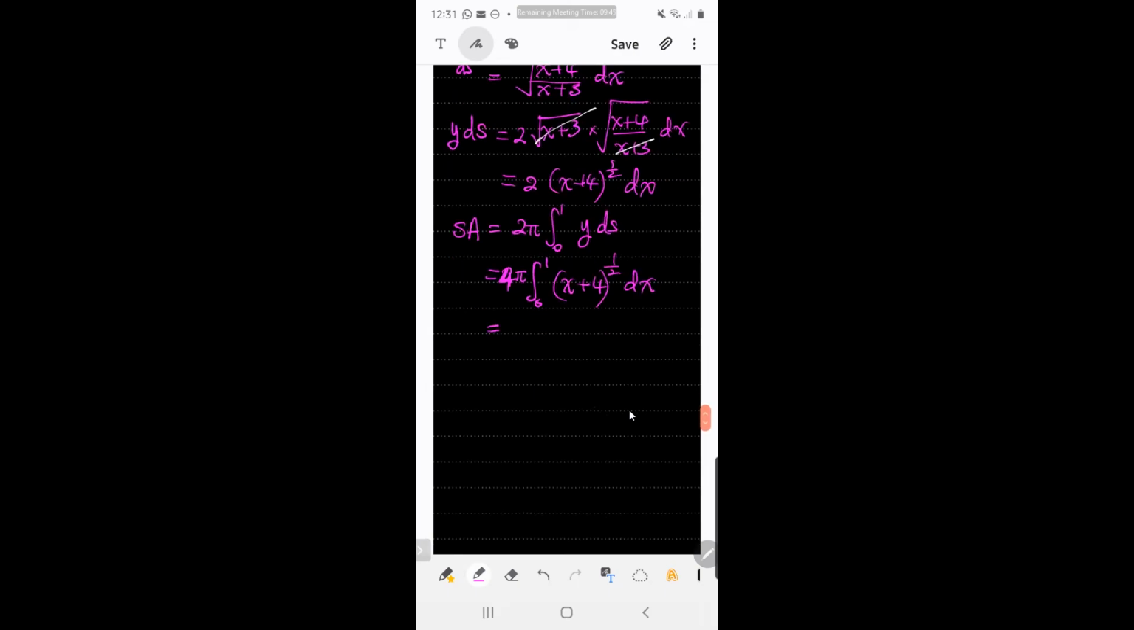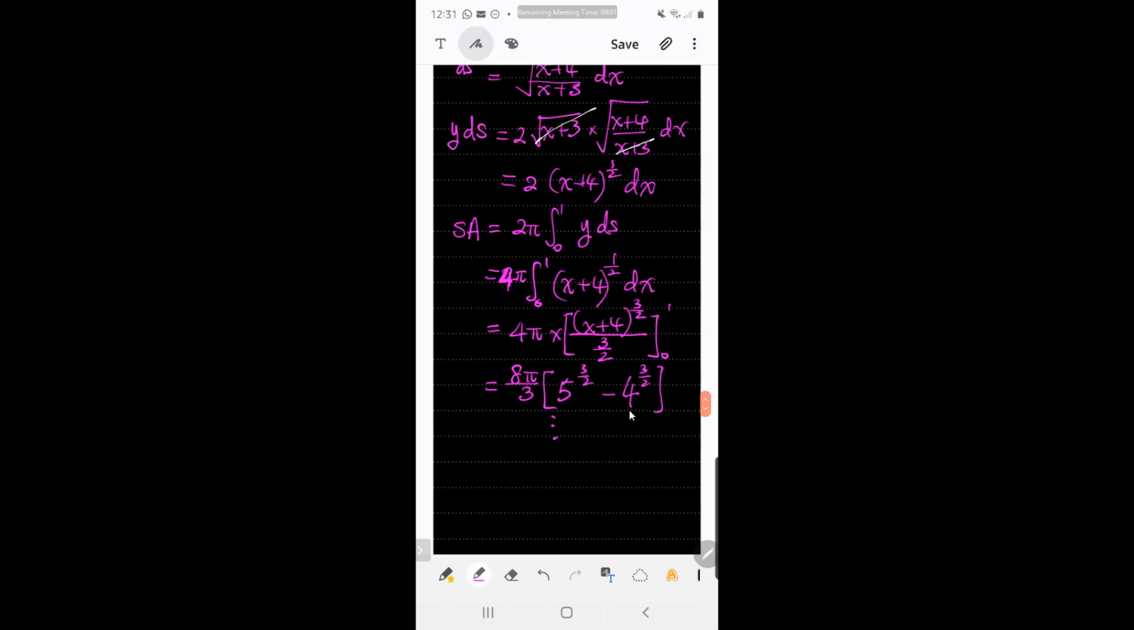So therefore, what is this? This is equal to 4 pi, then multiplied by the integral of (x plus 4) to the power of half. Integrating this one, I don't think is an issue. So you have (x plus 4) to the power of 3 over 2 divided by 3 over 2. So you need to sub in the limits from 0 to 1. If you look at this, you have 8 pi over 3. You always simplify the number first, then you sub in the limits. So you have 1 plus 4, which is 5. So you have 5 to the power of 3 over 2, minus, put 0 inside, so you get 4 to the power of 3 over 2.